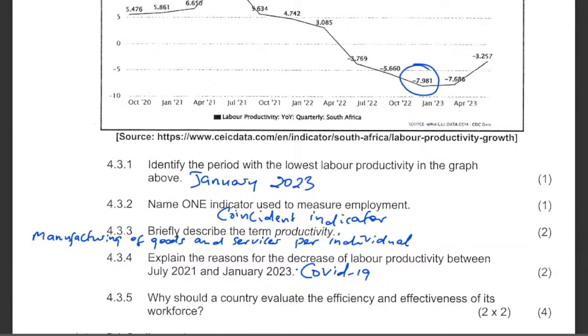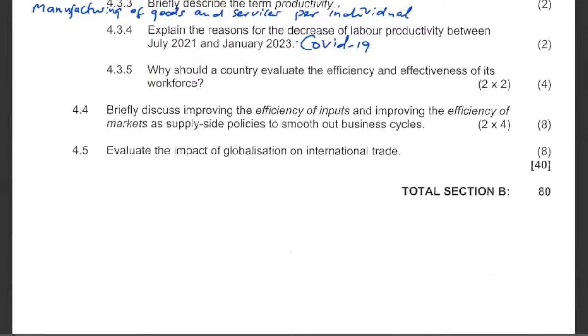Because if you still remember, during the era of COVID-19, most businesses were shut down. And also there was restriction in terms of movement. So it wasn't easy for a lot of businesses to engage in higher sales of their goods and services because now customers were locked inside their own houses. Okay, right. So now let's move on to the next question, 4.3.5. So now it says, why should a country evaluate the efficiency and effectiveness of its workforce?